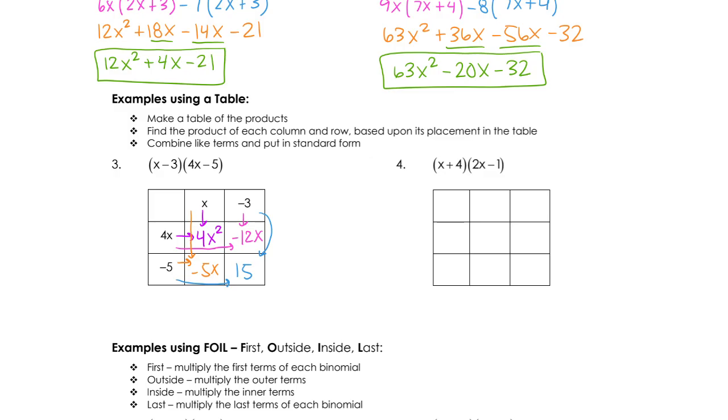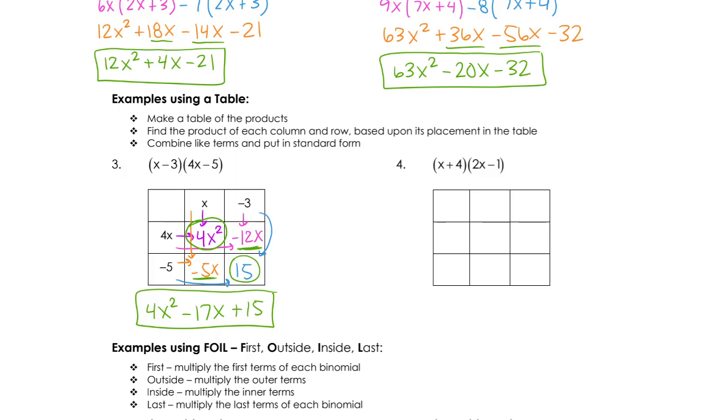So when I do this, I see a 4x squared. That's my highest degree there, the degree of 2. So I'm going to bring that one down because it doesn't combine with anything else. Then I see I have a negative 5x and a negative 12x. Those are like terms. I'm going to go ahead and combine them. So I would get negative 17x, or minus 17x, and then I see just this lonesome 15 that I'm going to bring down. This would be my final answer. So that is how the table method works.